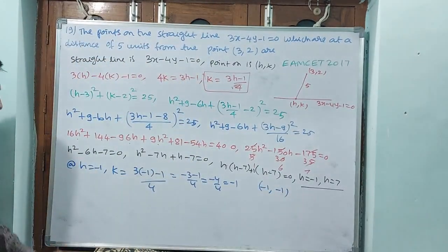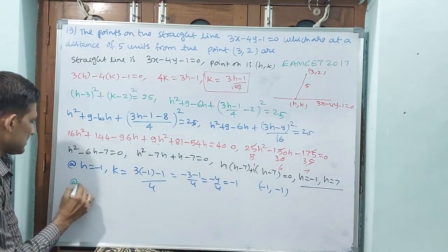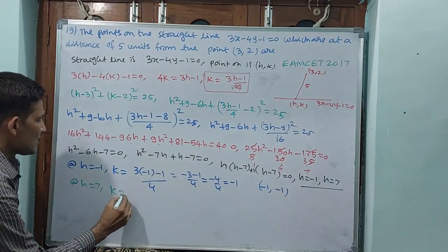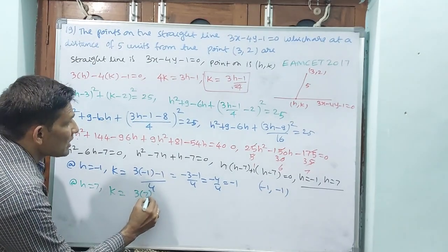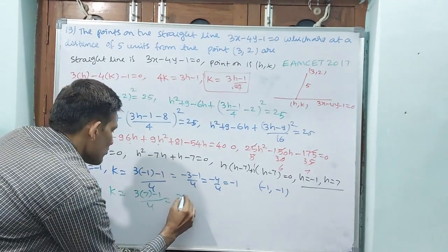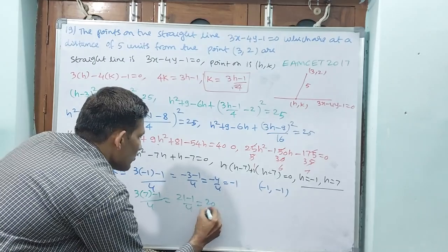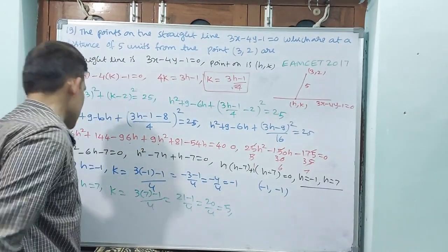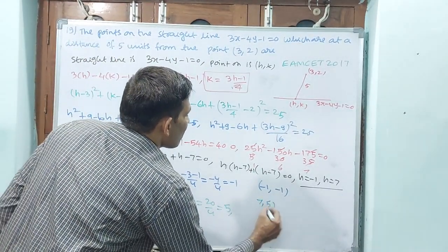Go for next point. At h is equal to 7, k is equal to 3 into 7 minus 1 by 4, that means 21 minus 1 by 4, that is equal to 20 by 4, that is equal to 5. That means 7 comma 5 will be another point.